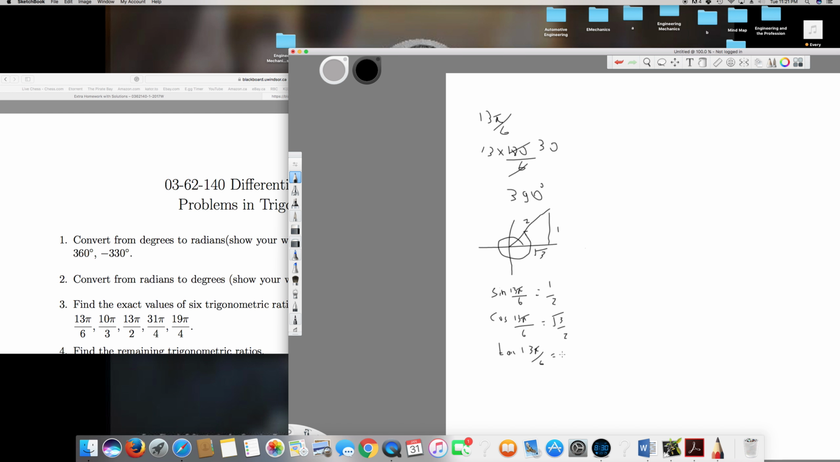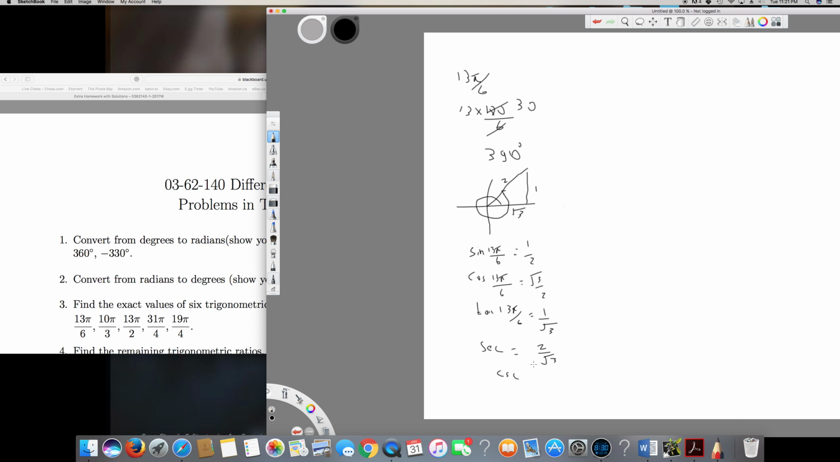It is going to be equal to 1 over root 3, and sec is going to be the reciprocal of cosine theta, so therefore sec is going to be 2 over root 3. Cosec is going to be the reciprocal of sine theta, therefore it's 2, and cot is going to be the reciprocal of tan theta, therefore it's going to be root 3.